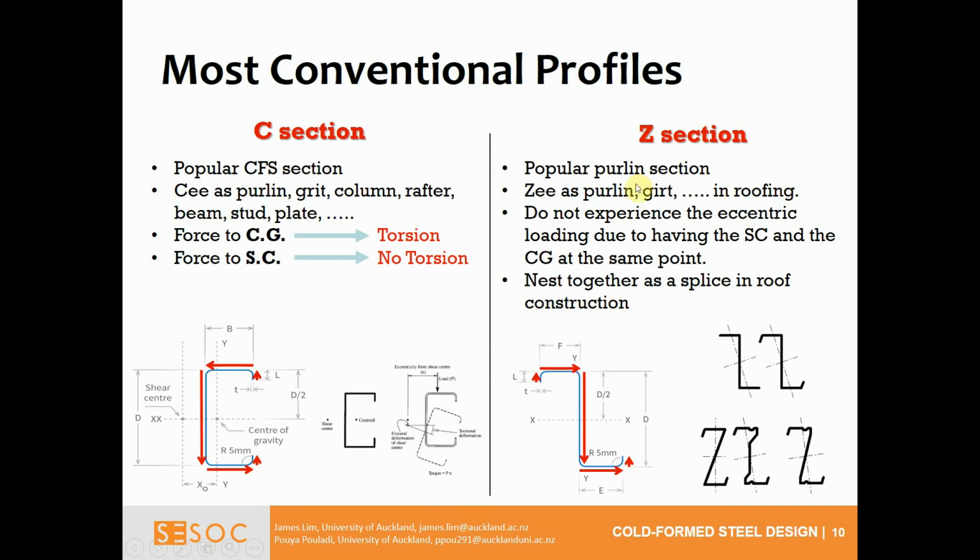Z sections, which we see up here, are very popular for purlin sections. We can see the purlin shapes. Typically these are used in the UK on the roofs of portal frame sheds and other things. They don't really experience the eccentricity of the loading, as the shear center is pretty much at the same position as the center of gravity. And they also nest together quite well in splices.